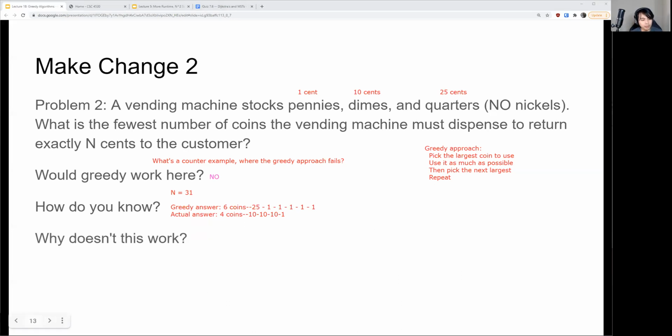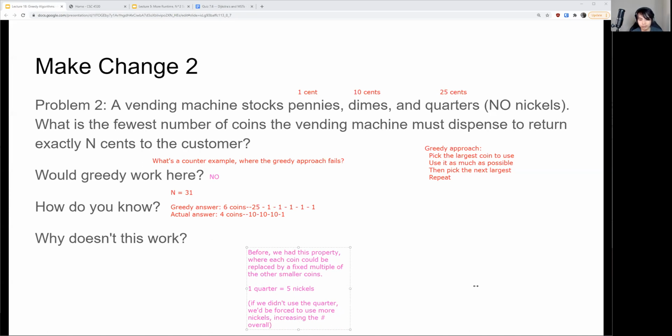And why doesn't this work? Someone already mentioned it in chat. Remember, before we had this property where each coin could be replaced by a fixed multiple of the other coin, right? So for example, 25 is equal to 5 nickels. Well, if we didn't use a 25 cent piece, if we didn't use a quarter, then we would be stuck just increasing the number of nickels, the number of coins we use, because we would be forced to use nickels, right? If we didn't use the quarter, we'd be forced to use more nickels, right? Increasing the number overall.